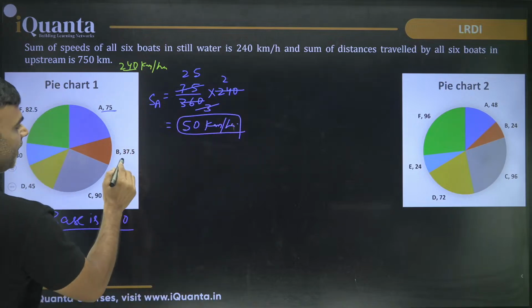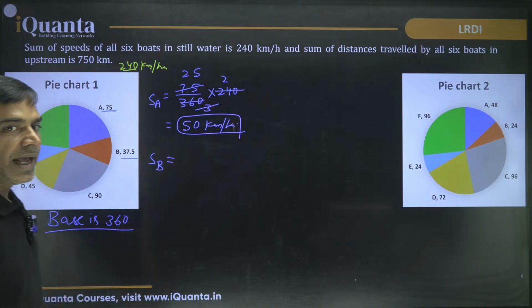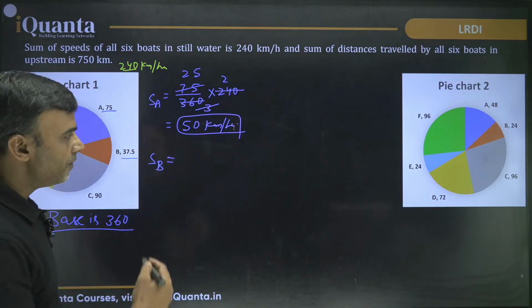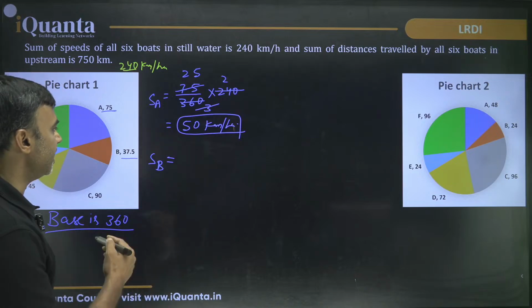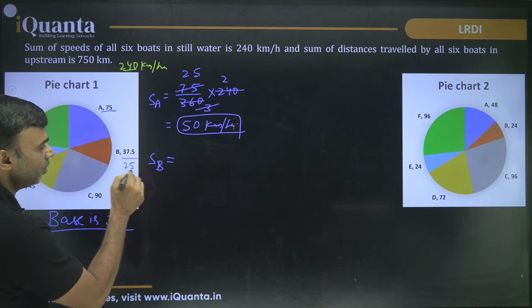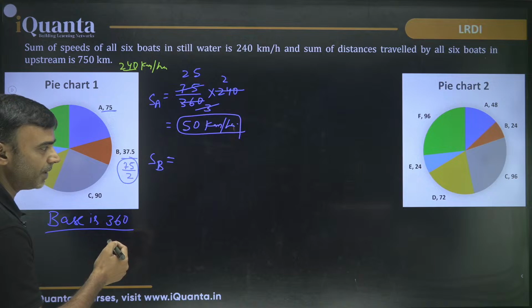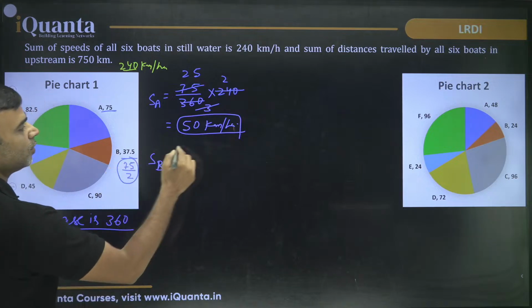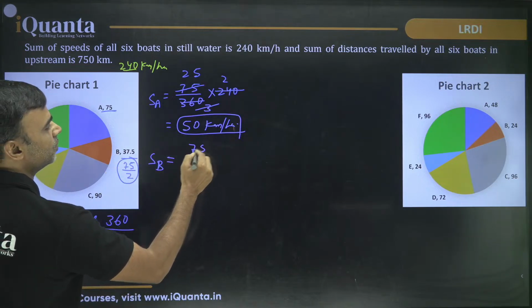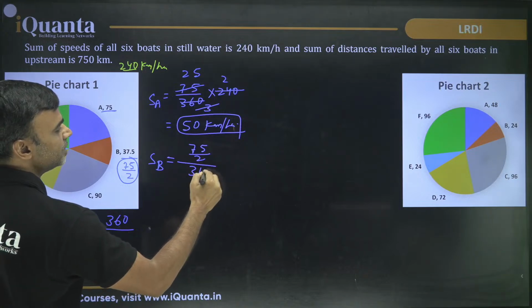You know, if I want to find speed of B, अब देखो, even calculation has its own very interesting things. Identify them. 37.5 is 75 by 2. You decide which one to use for calculation purpose. 37.5 or 75 by 2. That is your choice. So how do I go about it? 75 by 2, okay, divide by 360 into 240.